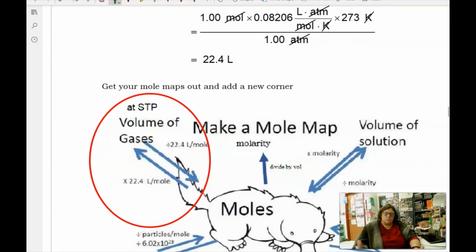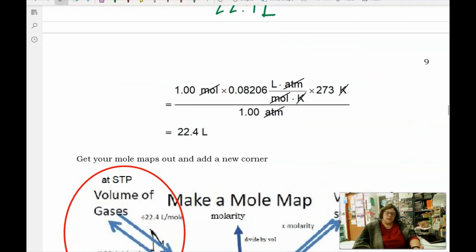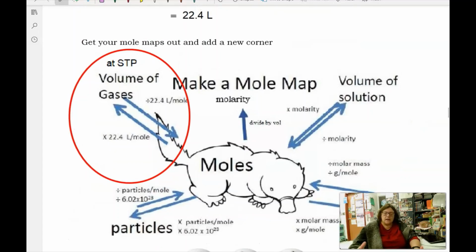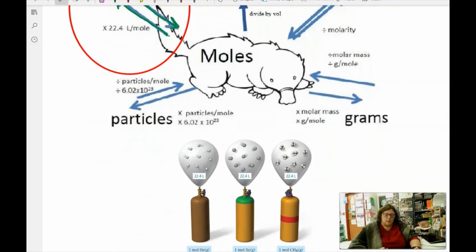I did the math for you. So we're going to put that into our mole map up here in the top left corner. At STP, if you know the number of moles that you have, you can figure out the volume of gas by multiplying moles times 22.4 liters per mole. By the same token, if you know the volume and you want to know moles, and it's at STP, you can divide by 22.4 liters per mole.